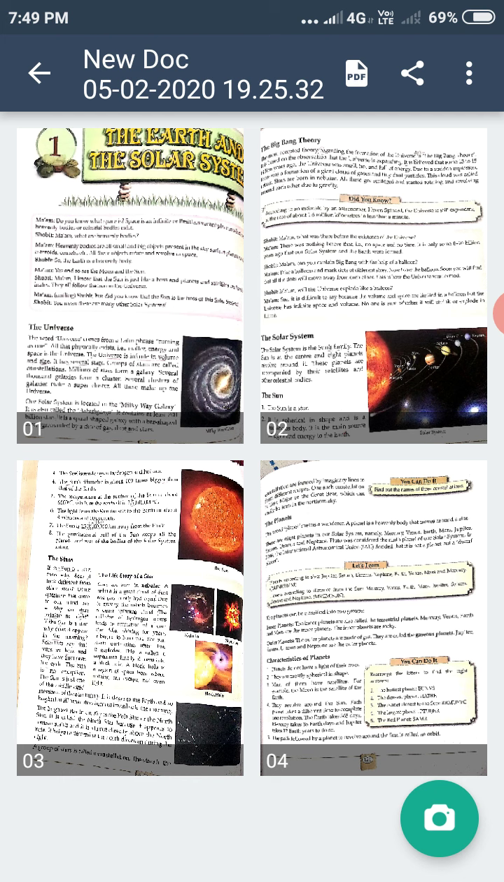Then some planets are gaseous in nature. They are Jupiter, Saturn, Uranus, and Neptune. They are outer planets and they are called gaseous planets.